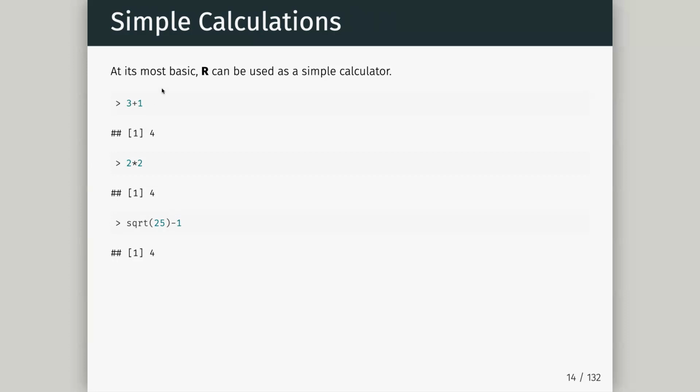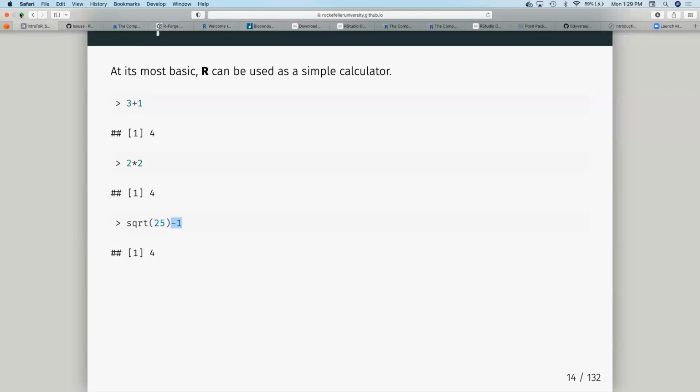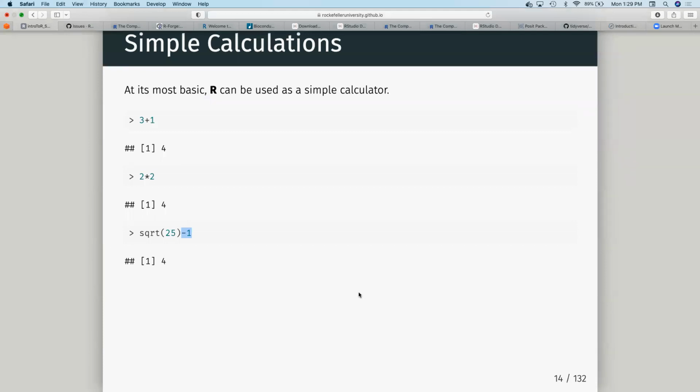If I want to, as I just showed you, I think I just did 4 plus 6, we can just type numbers into our RStudio, our R console, and it will evaluate them for us. So 3 plus 1 is 4, 2 times 2 is 4. And then we can also do things like you might do with a graphical calculator. We can do, say, the square root of 25, and then subtract. Having just said that, I will hop into RStudio.